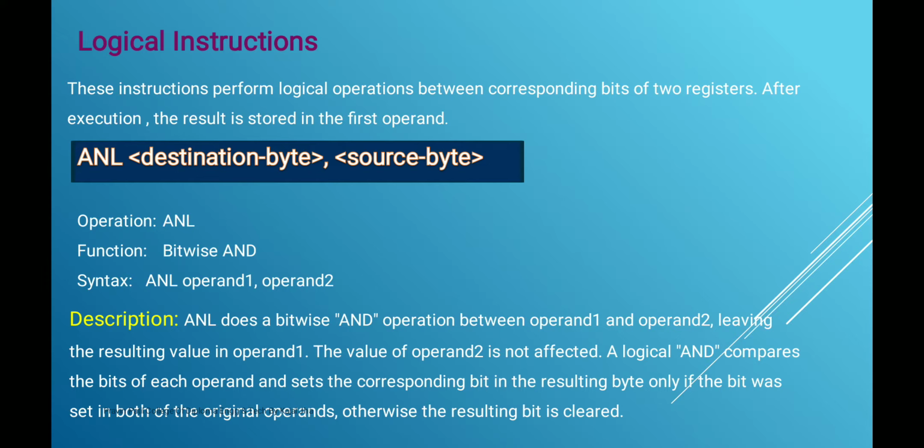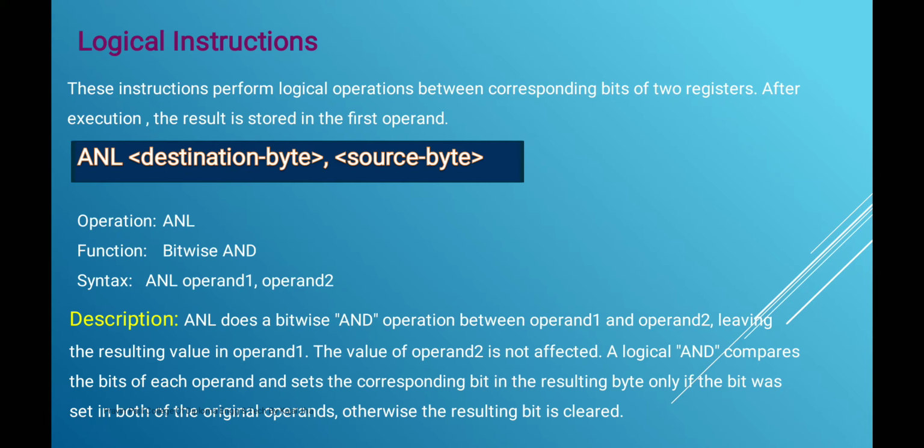So what is the syntax? ANL operand 1, operand 2. The ANL instruction does a bitwise AND operation between operand 1 and operand 2, leaving the resulting value in operand 1. The value of operand 2 is not affected. A logical AND compares the bits of each operand and sets the corresponding bit in the resulting byte only if the bit was set in both of the original operands. Otherwise, the resulting bit is cleared.